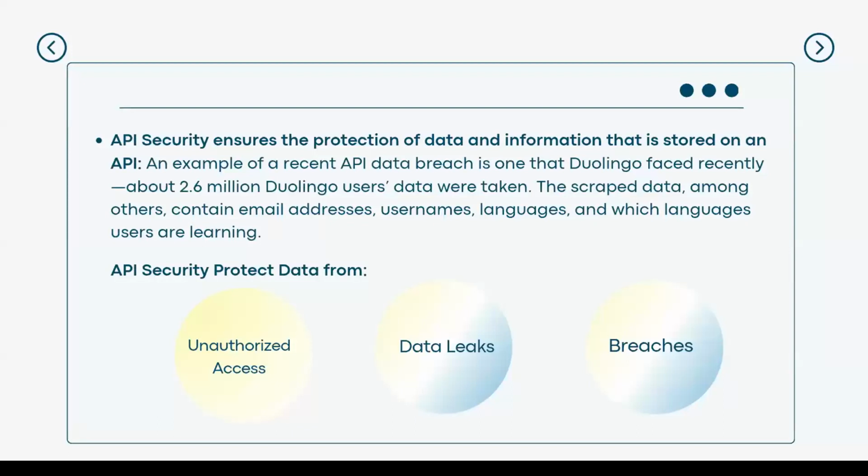APIs often handle sensitive data such as user information, financial transactions, or medical records. So ensuring API security helps to protect this data from unauthorized access and against data leaks. In the example I gave, the application was leaking about 2.6 million users' details. If the API wasn't leaking this number of user details, they wouldn't have been taken. So API security helps to prevent unauthorized access from different cyber attacks, data leaks, and breaches.